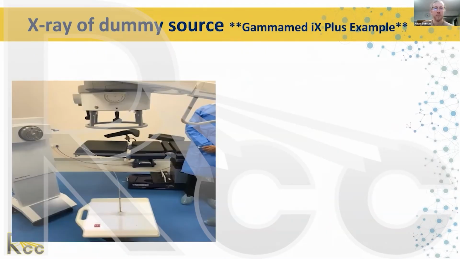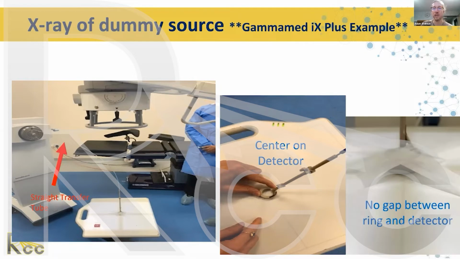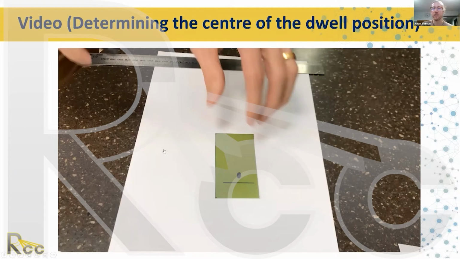Here I've got a portable X-ray that I borrowed from diagnostic imaging. I've used as straight a transfer tube as possible. I've taped the center, I've centered on the detector, my ring, taped it down with no gap. Try to keep it as straight as possible. Large SSD minimizes the magnification factor of the source and the detector. So keep it far away. Don't put the imager like right here. And that's about it, about how to take those X-rays. We'll get into a few more of those details in just a second.